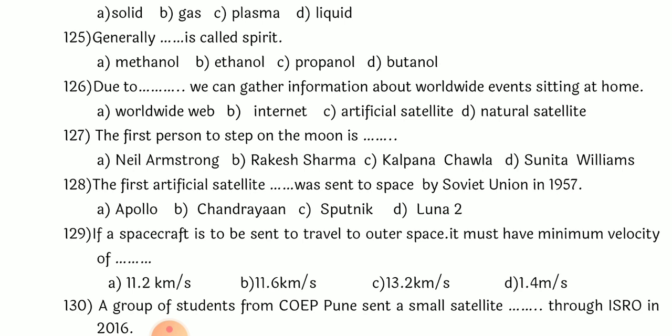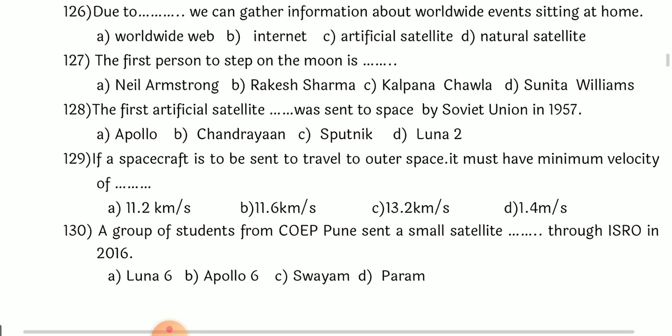129. If a spacecraft is to travel to outer space, it must have a minimum velocity, that is escape velocity they have asked. So what is this velocity? 11.2 km per second. Okay, 11.2 kilometers per second. It should have this minimum velocity to escape from the Earth's gravitational force.